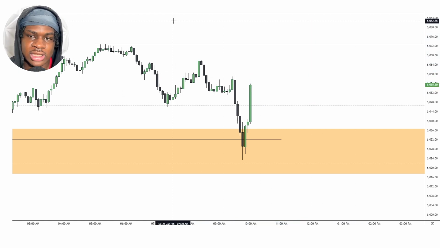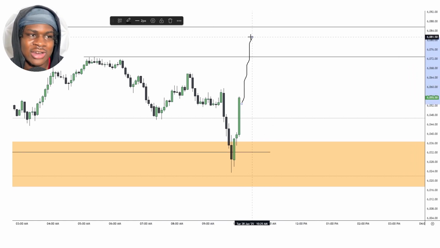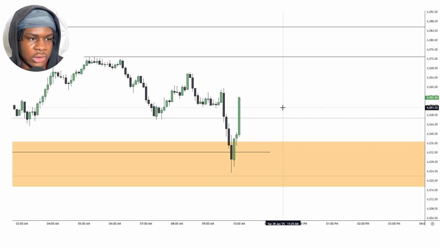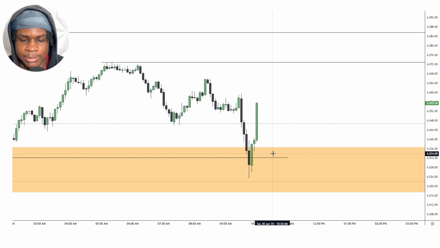So unfortunately, on the long setup, I did miss it, and I had to wait for price to continue pushing higher and higher to catch the turtle soup. So essentially, the turtle soup is the exact entry you guys saw in the first second of this video. So unfortunately, I missed the long setup at these lows, but this would have been a higher probability setup.